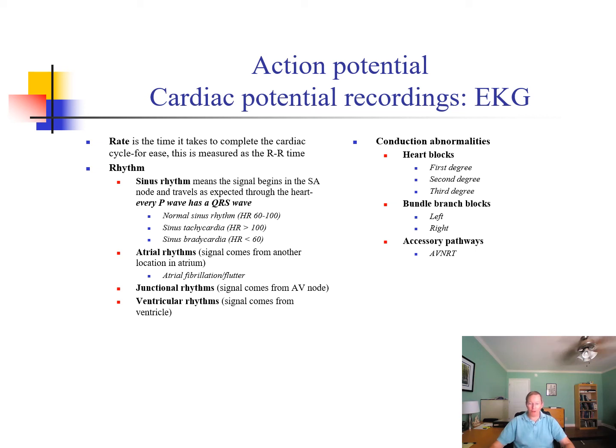I'll also touch on conduction abnormalities. These are electrical conduction abnormalities, such as heart blocks or bundle branch blocks, and then mention just a little bit that sometimes there are other pathways other than what we've just discussed that can cause arrhythmias.